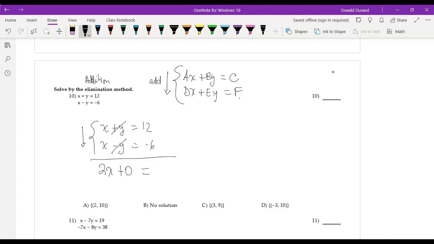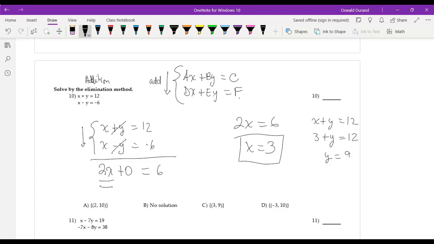And then the constant terms, 12 minus 6, is 6. That's exactly what we want because we want an equation with one of the variables only. And that's what we got: 2x equal to 6. Now I can solve for x, and x equal to 3. If you have the value of one variable, then you can solve for the other, and you can take any of the two equations. I'm going to take the first one, x plus y equal to 12. Then you have 3 plus y equal to 12, meaning that y is equal to 9. So my answer would be 3, 9.